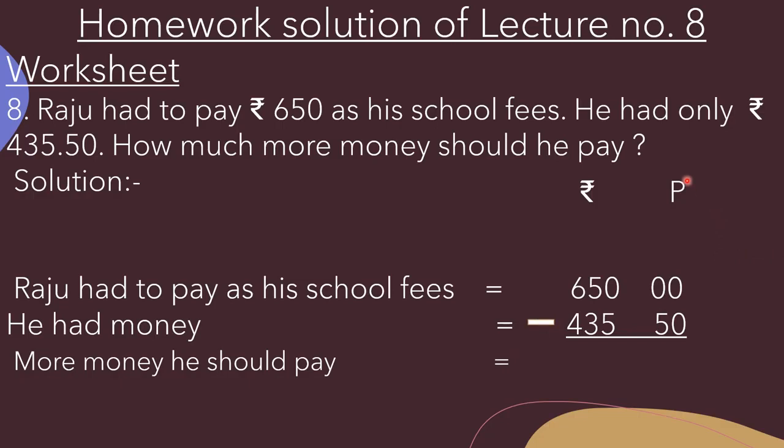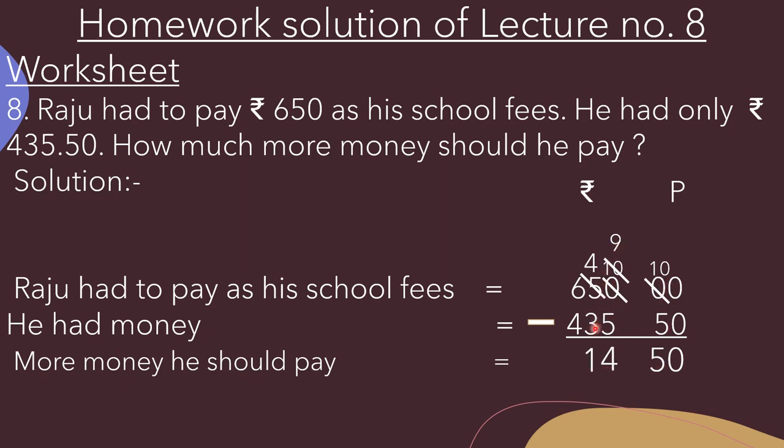So let's start from our right hand side. So 0 minus 0, that is equal to 0. 0 minus 5, that is not possible. And here again we have given 0. So first of all, this 0 will take borrow and it will become 10. And this 5 will become 4. Now this 0 will become 10 and this 10 will become 9. So 10 minus 5, that is equal to 5. 9 minus 5, that is equal to 4.